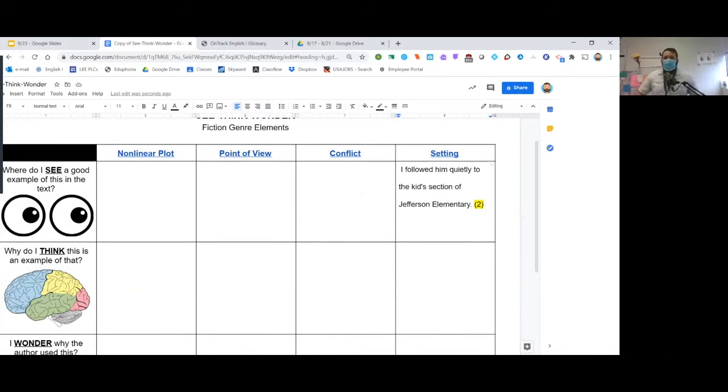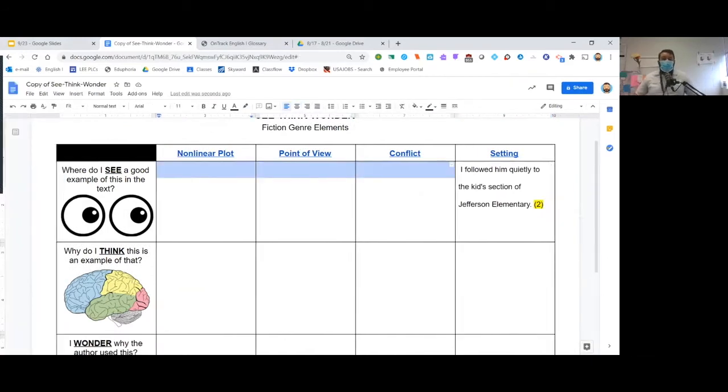Now, what's worth noting is that this whole top row should all be from the text. So this one says paragraph 2. This one should also have a paragraph number because it'll come straight from the text. This one here should also come from the text. This one here should also come from the text. And this question is here to guide you: where do I see a good example of this in the text? So again, I have to go back to the passage to find evidence of the conflict or evidence of the point of view or evidence of that nonlinear plot that I was just talking about.